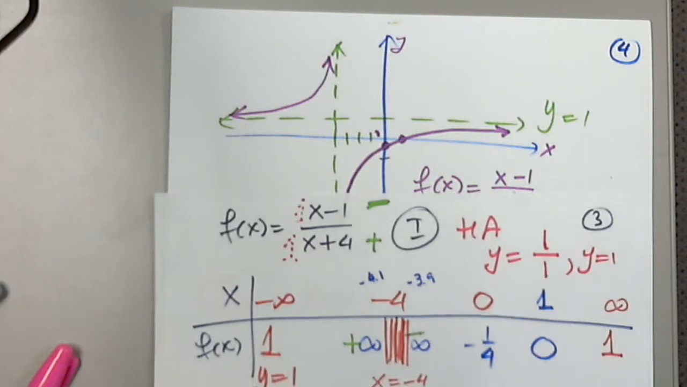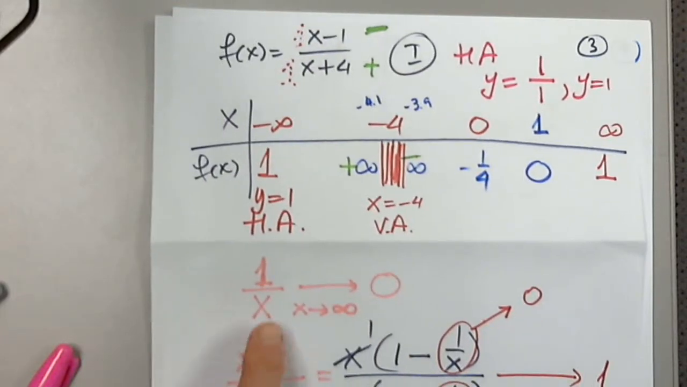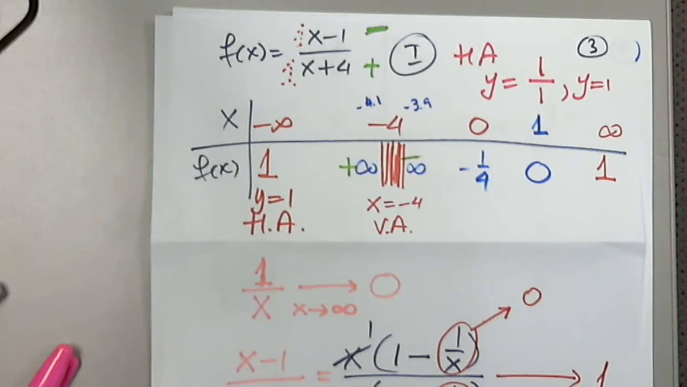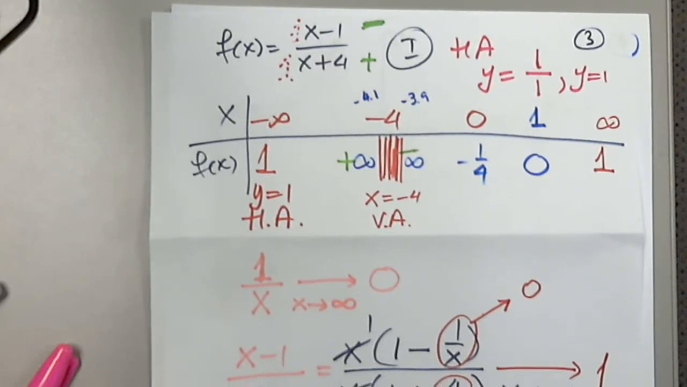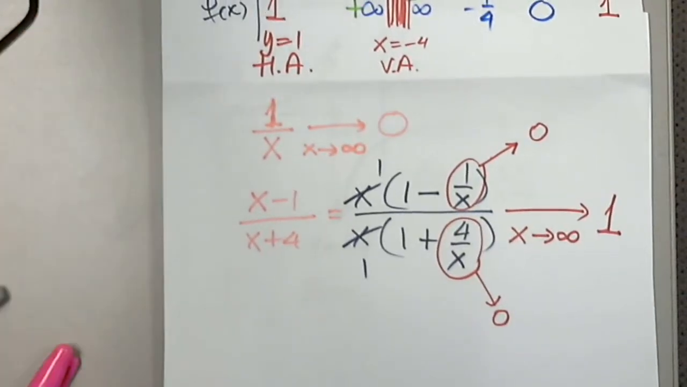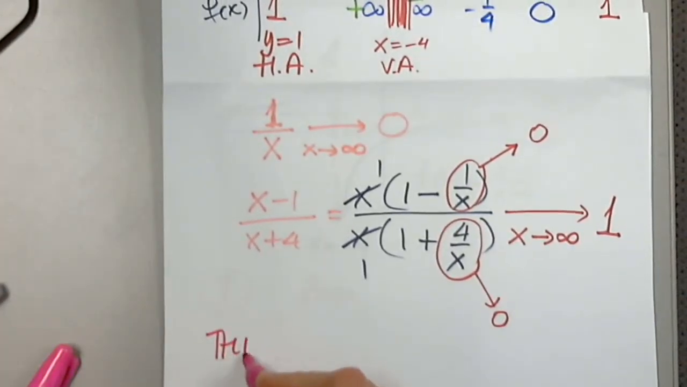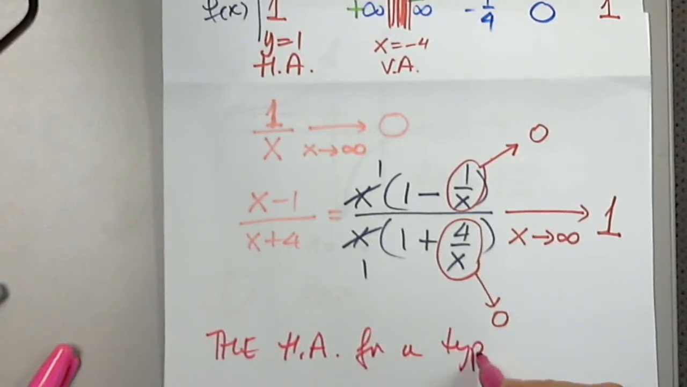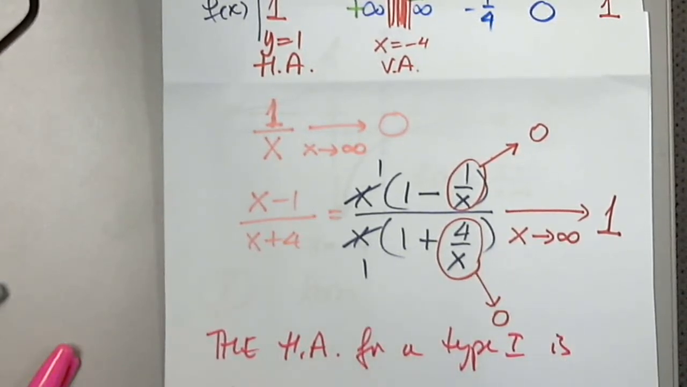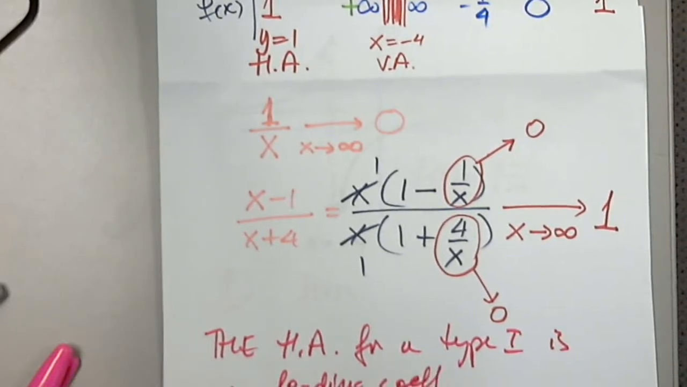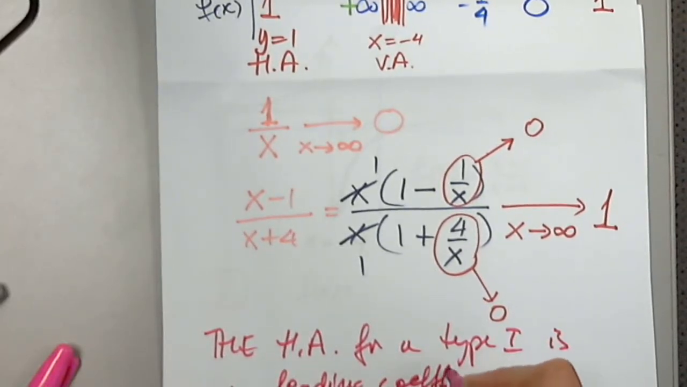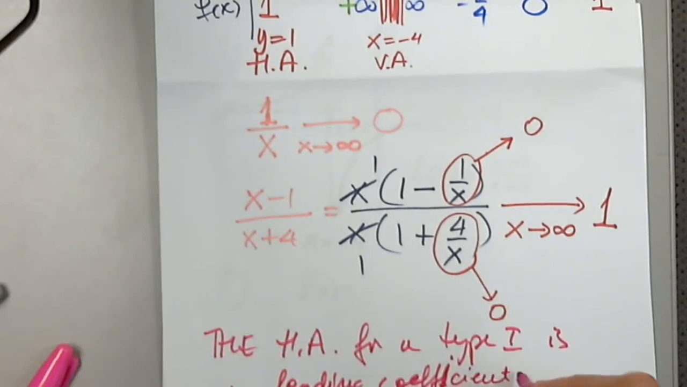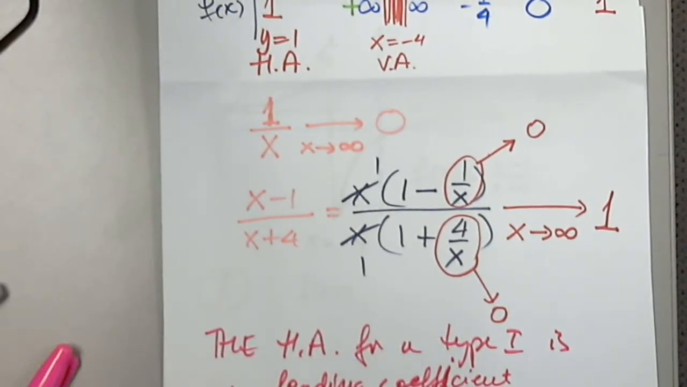However, I wanted to show you why that is. So that's why we went through this explanation. So if you want to remember it, you can, and using the shortcut. The horizontal asymptote for a type 1 is y equals leading coefficient of the top over the leading coefficient of the bottom.